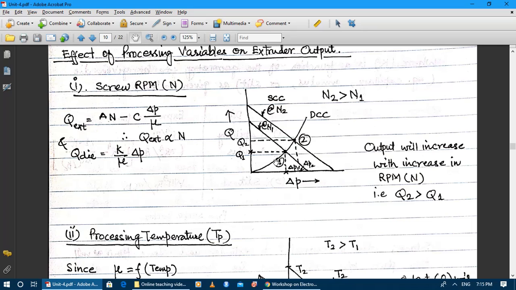So what will happen? This die characteristic curve will also change its position, and depending upon the position, the output has to be measured again. For a certain range of screw RPM, we can say that the output will also increase, but beyond a certain limit, if we keep on increasing the RPM of the screw, a point will come where the output of the extruder will not increase, rather it will start decreasing.